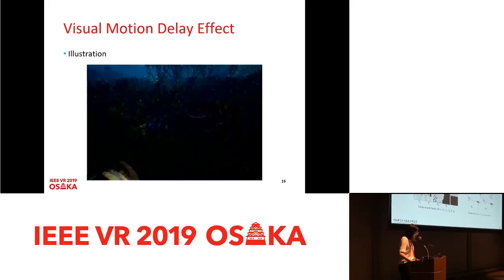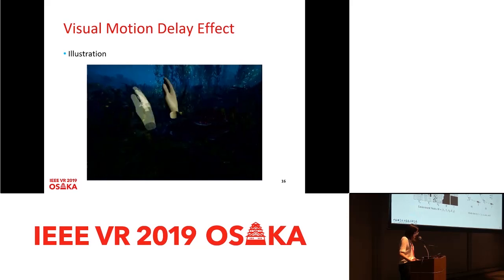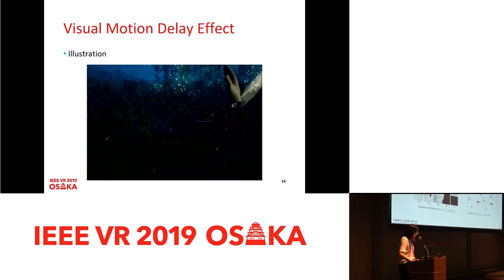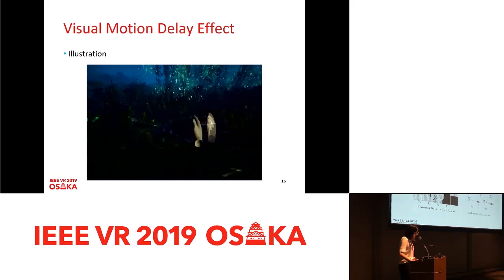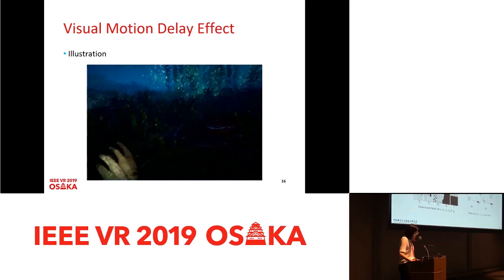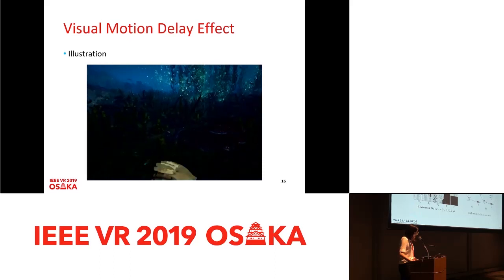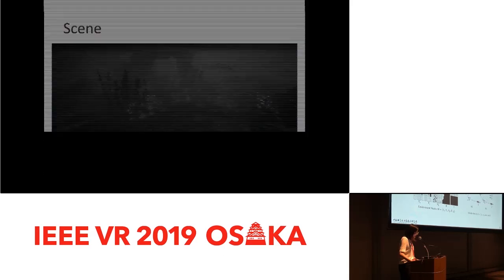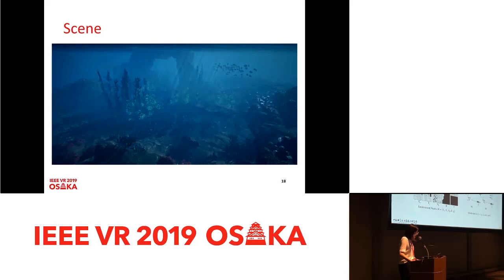This is an illustration of our proposed method. The faster hand is the actual user's movement, and the following hand is our applied motion. Our method is applied to slow motion. We made an underwater scene like this. We tried to make it realistic so users feel more like being in water.